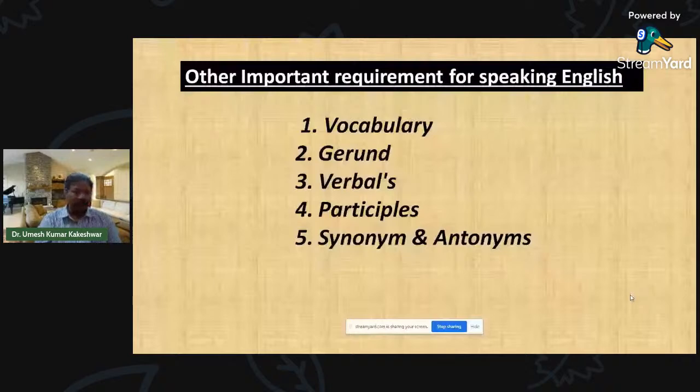The second one is gerund, the third one is verbals, the fourth one is participles, and the fifth one is synonym and antonym. Although it sounds very simple, without having the knowledge of antonyms and synonyms, nobody can express himself in a smooth way, in a spontaneous way, in a flowing way, like flowing water.